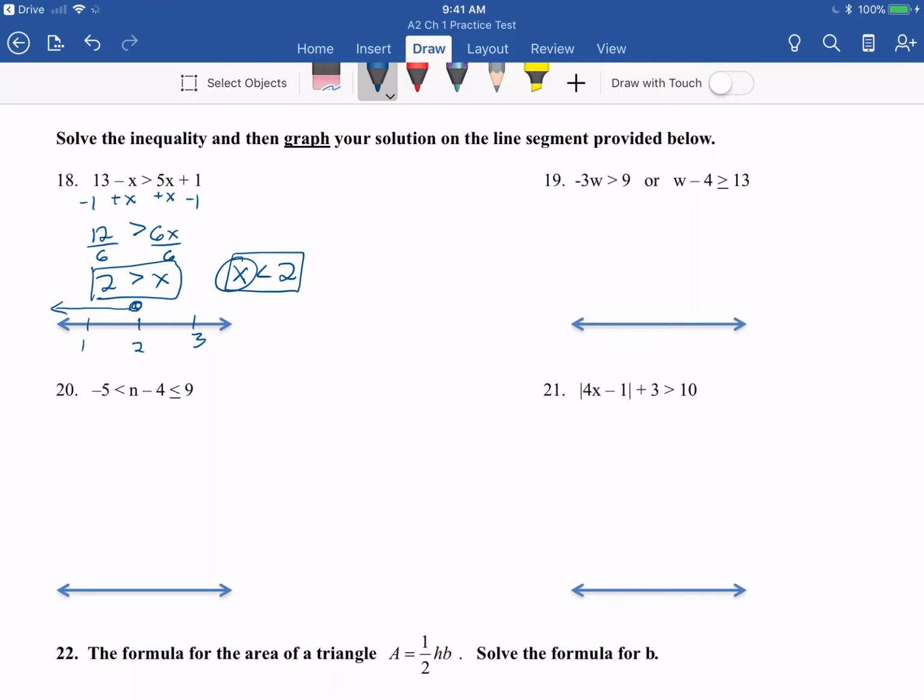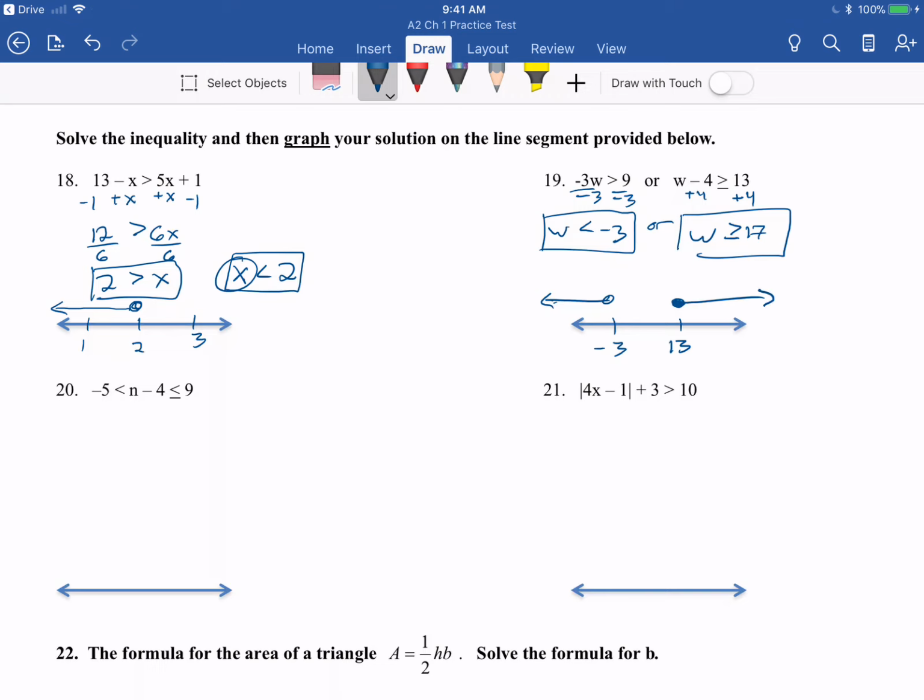All right, number 19, we have an or. So remember now this is going to look like oars on a boat. So I should divide by that negative 3, divide by the negative 3. So I get w is less than negative 3. Or, got to add 4, so I have w is greater than or equal to 17. So I have greater than or equal to 17 and less than negative 3. So I have less than negative 3 is this way. Greater than is a closed dot. Greater than or equal to is that way. All right. Good.